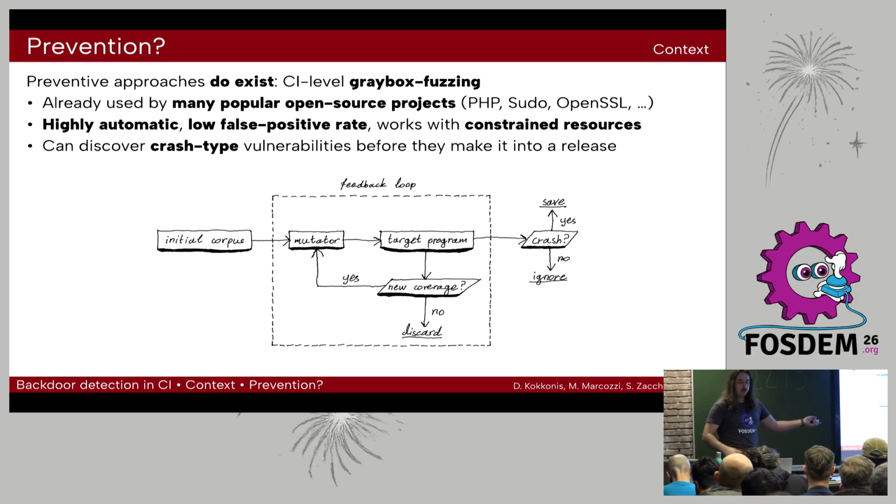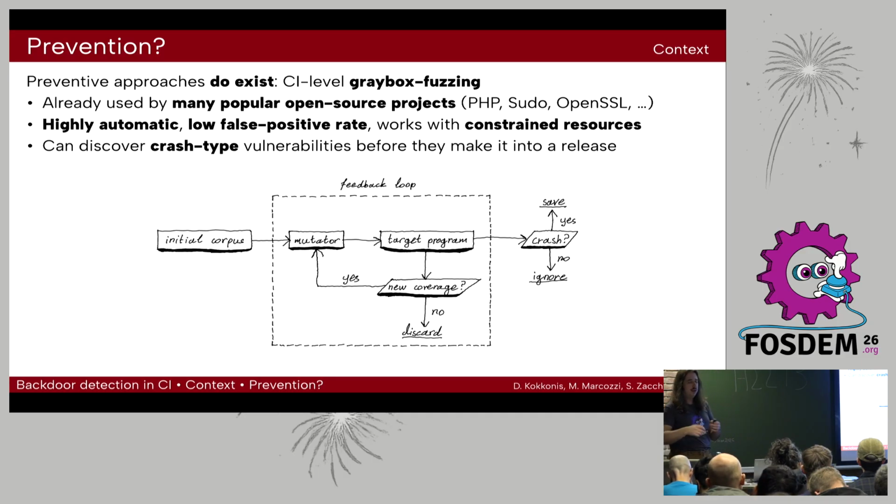This already exists for many big open source projects that you know. The reason is that it's highly automatic, so it's pretty easy to set up, and you just let it do its thing. There's an extremely low false positive rate, usually basically 0. If you have a crash, then that in and of itself is a problem in most cases. And it can work with constrained resources, so even in a very short CI job, you can still get fuzzing to work. But this can only discover crash-type vulnerabilities.